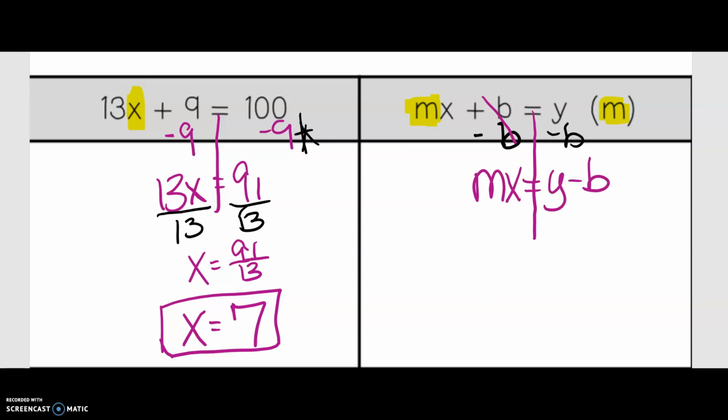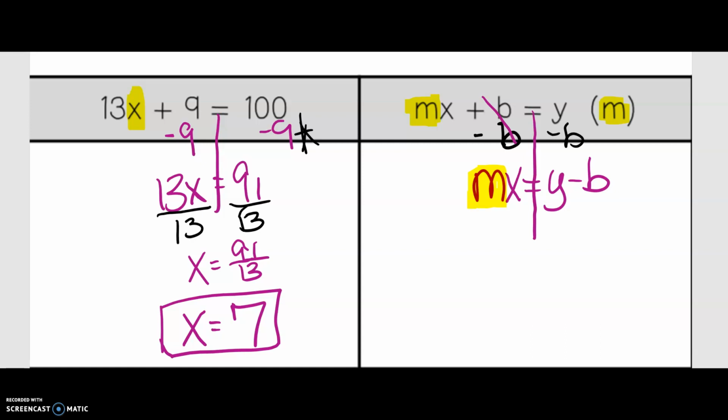Now, y minus b, those are not like terms. Remember, in order to combine them, they have to be the exact same letter with the exact same exponent. That's our like terms. These are not that case, so I cannot combine them. So that's all I can do with those, is just leave it as y minus b. Now I'm marking my m again because I don't want to forget which variable I'm solving for. I want to leave that m over there.